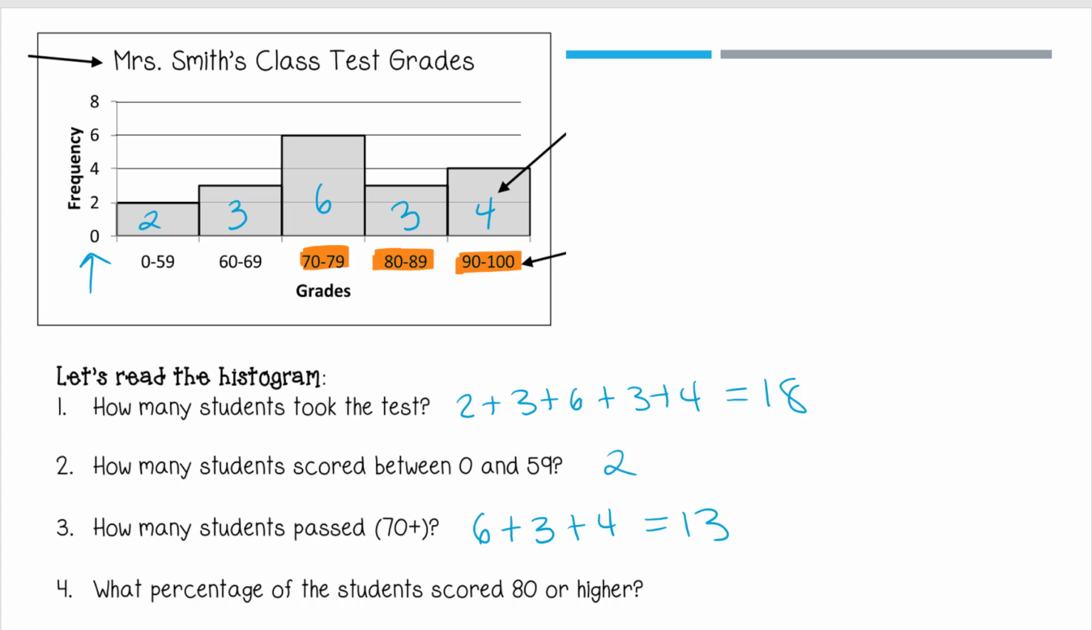And the last question, what percent of the students scored 80 or higher? So 80 or higher would be the right 2 bins. So we have 3 plus 4, but we're trying to find a percentage. So that's 7 out of the total number of students who took the test. And then if we want a percentage, we have to multiply that by 100. So we end up getting 38.9%.